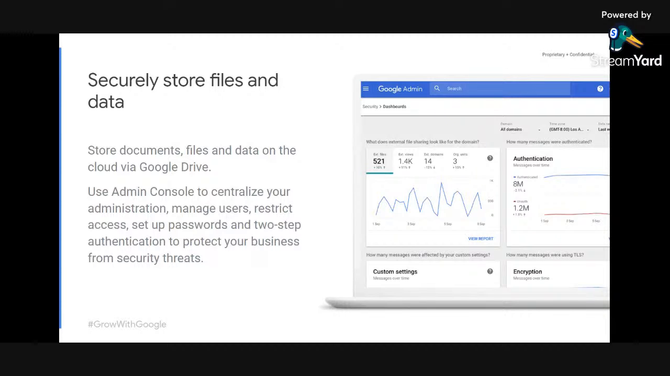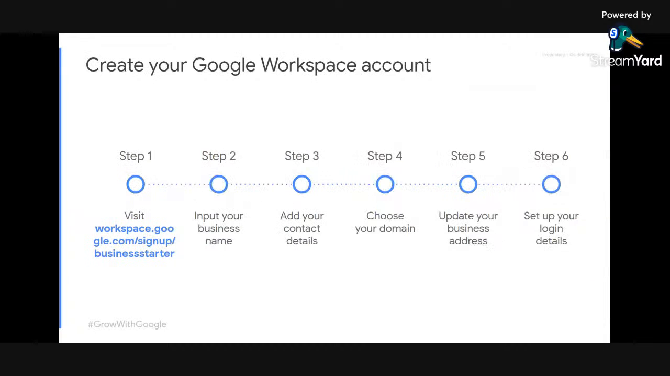So now that we know the benefits of Google Workspace, how do we set up our Workspace accounts? To create your own Google Workspace account, you need to follow these 6 steps. First, you need to visit workspace.google.com/signup/businessstarter. And step 2, you need to input your business details. That includes your business name, the number of employees, as well as your location.